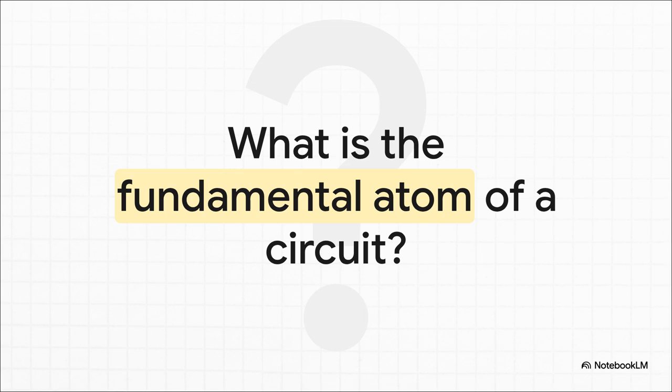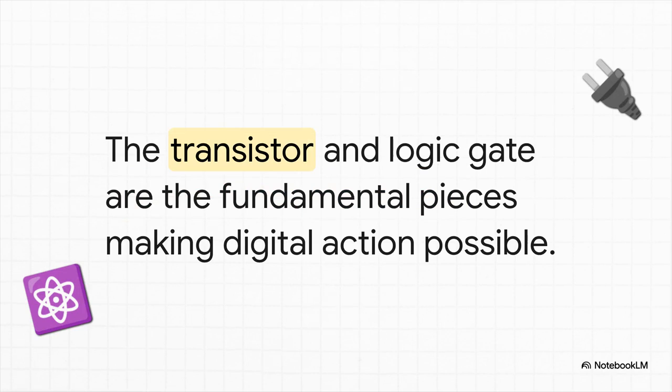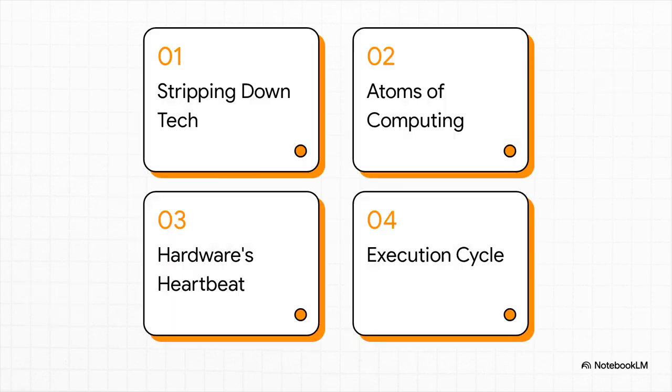Because, when we actually deconstruct our devices, we inevitably reach the absolute baseline of all computing. It makes you wonder, what exactly is the fundamental atom of a digital circuit? Well, that atom is the transistor, and by extension, the logic gate. These microscopic foundations are the absolute bedrock that make every single digital action and literally every layer of software abstraction physically possible. So, here is our blueprint for today's explainer.